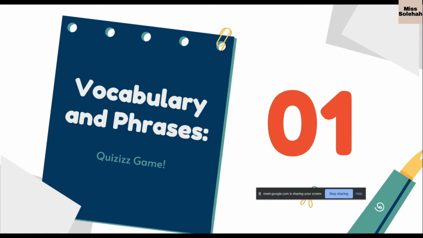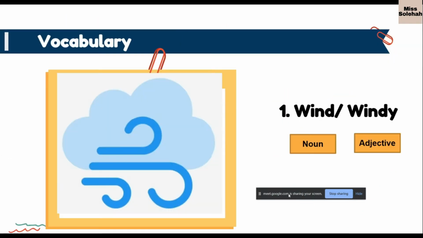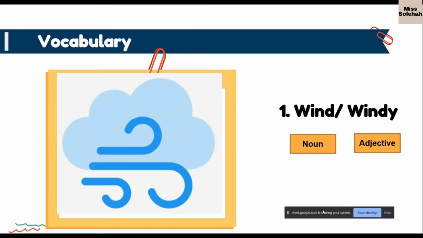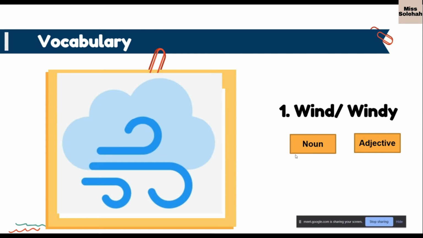Number 1, vocabulary and phrases, we have done just now. Number 2, sentence pattern, vocabulary and phrases. Vocabulary number 1. Can somebody read this vocabulary for me and for your friends? Number 1. Windy. Good job. Wind and windy.